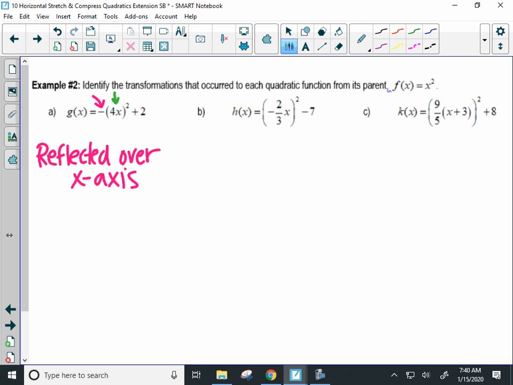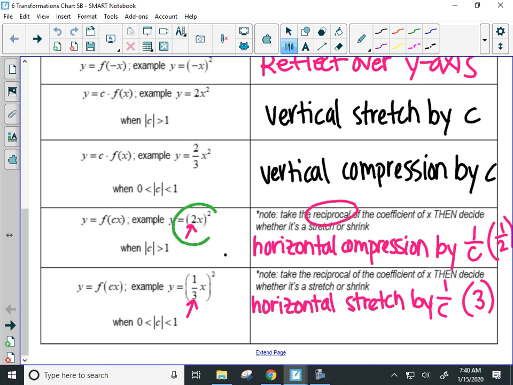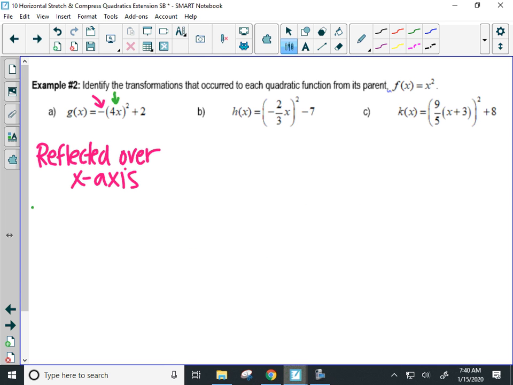Now, our rule, and I'll use the transformation chart here. The rule says, so look here at this example. If the number in the parentheses is greater than 1, it's a horizontal compression. And it's compressed by the reciprocal of the number in the parentheses. So here, I have a horizontal compression by the reciprocal of 4, which is 1/4.